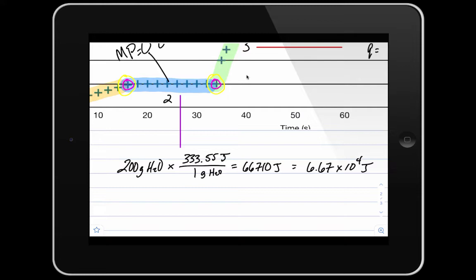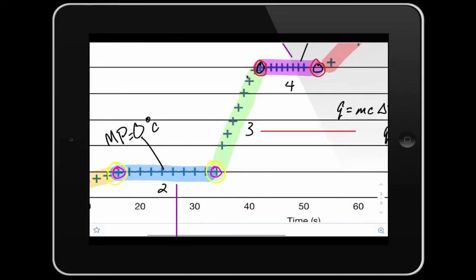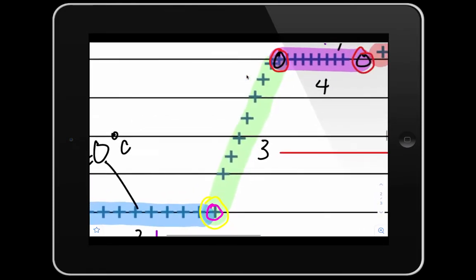Our next area then is going to be where our water is a liquid only. So this area here where our temperature is going up. So once we have completed melting the water, so here we've got the last intermolecular forces broken. This is where it stopped melting. We've completely converted all of our ice into water at this point.